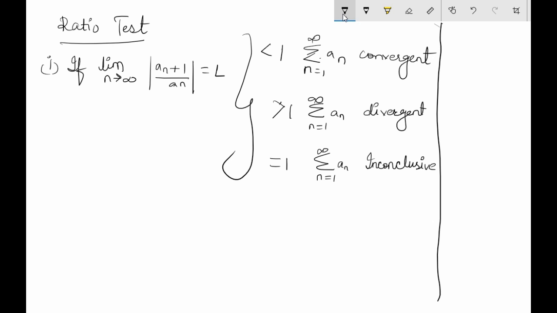Ratio test. The ratio test says that if the limit as n tends to infinity of a(n+1) divided by a(n) is equal to L, where L indicates any finite value. If this finite value is less than 1, then the summation of a(n) will be convergent. If it is greater than 1, then the summation of a(n) will be divergent. And if it is equal to 1, then the test is inconclusive. So we will solve a few numericals on this.